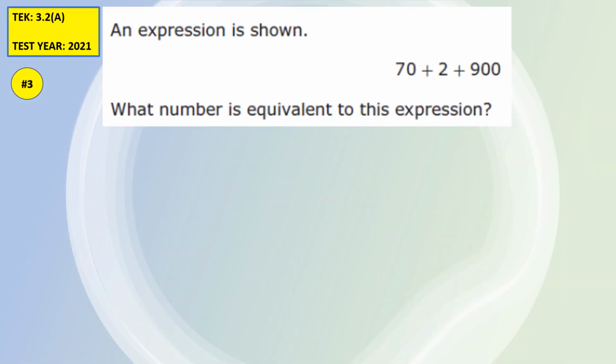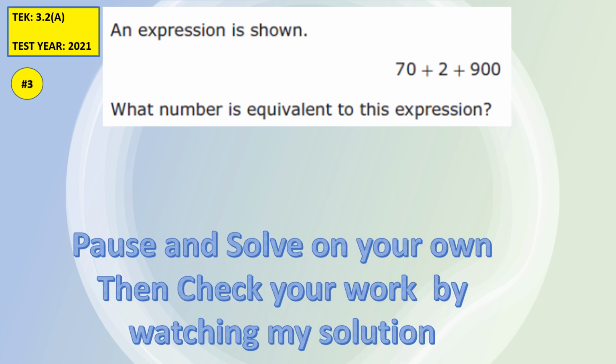Number 3 says an expression is shown. What number is equivalent to this expression? 70 plus 2 plus 900. Go ahead and pause and solve on your own, then check your work by watching my solution.